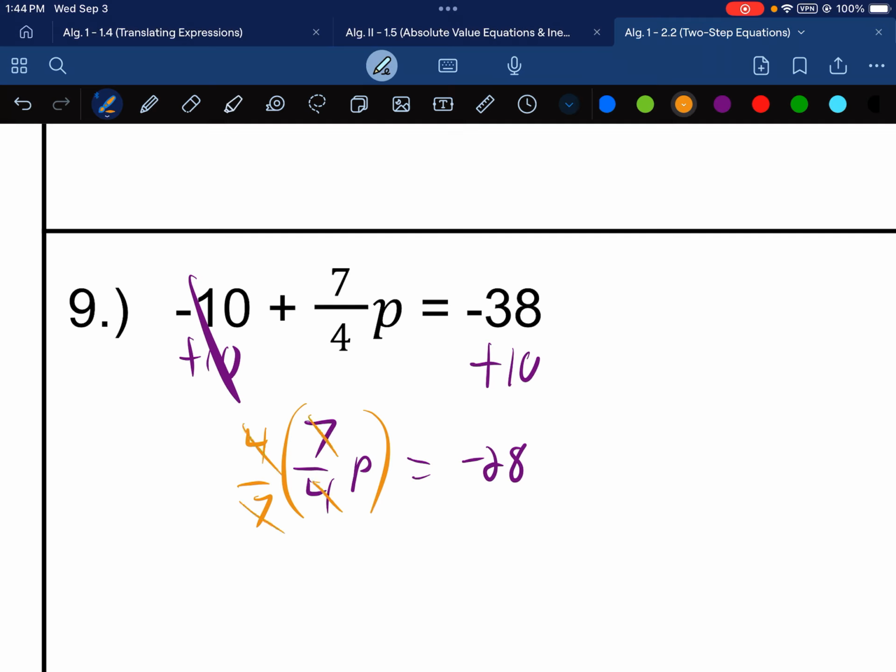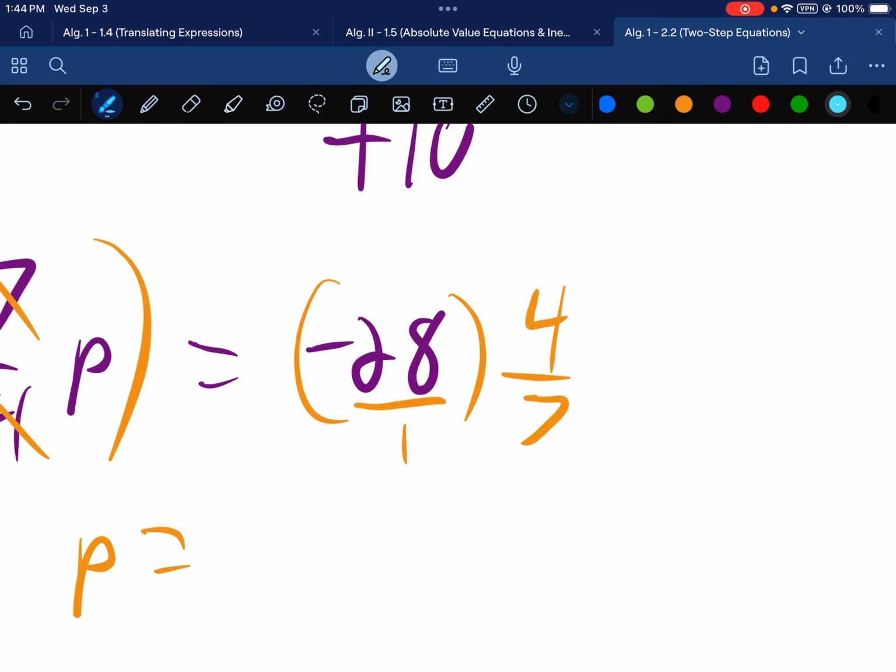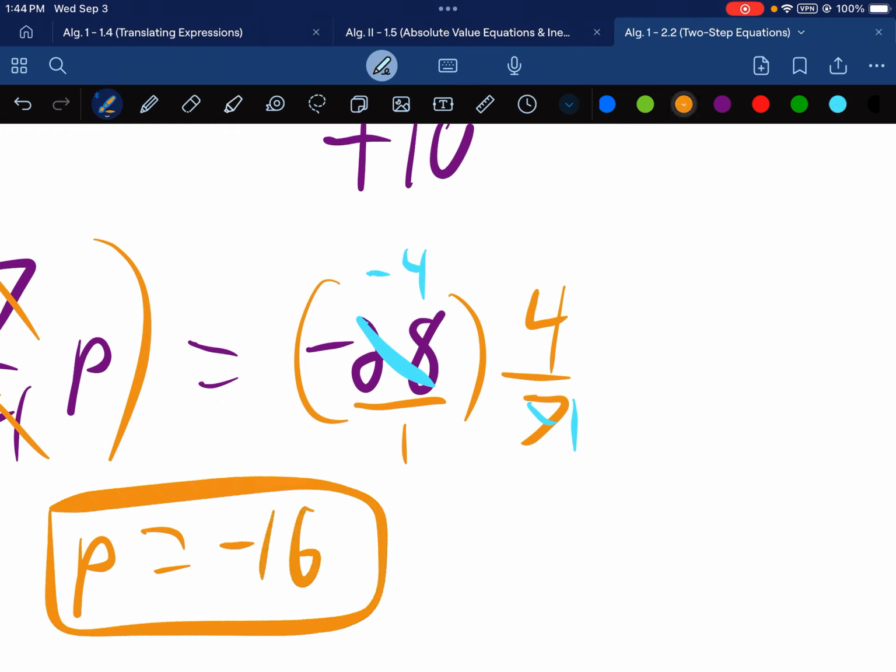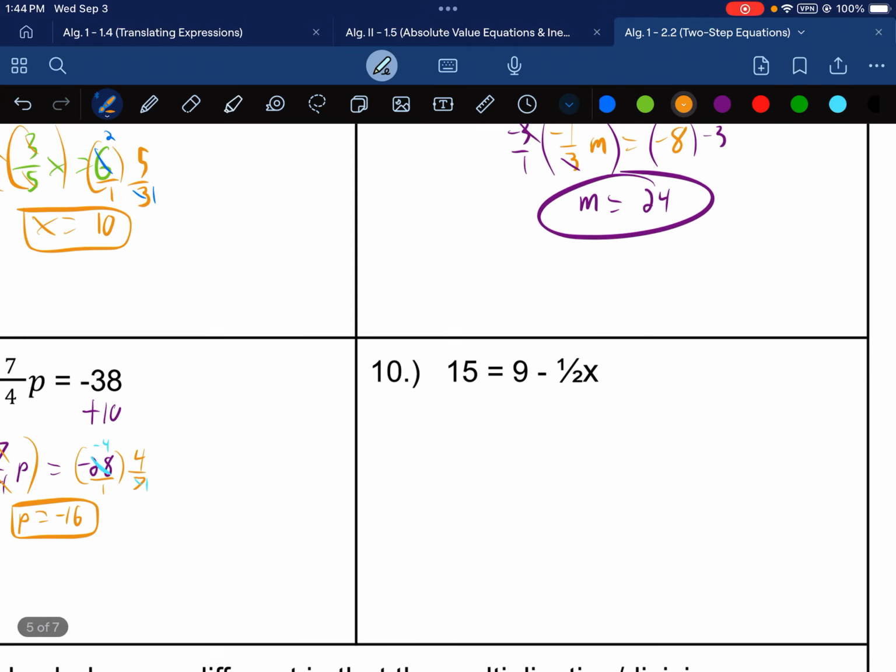Multiplying by the reciprocal, 4 over 7, 4 is reduced to 1, 7 is reduced to 1, and we're left with p, or 1p. Multiply the other side by 4 over 7, and putting negative 28 over 1 to make my life easier, I can reduce 28 and 7 by 7 to become negative 4 and 1, and multiplying the numerators results in negative 16 being my answer.